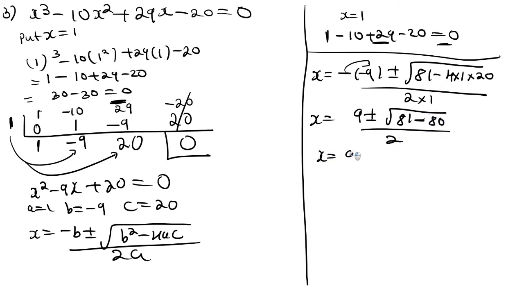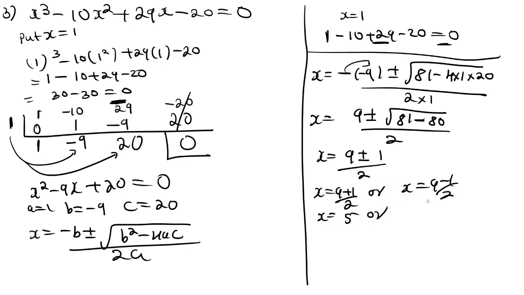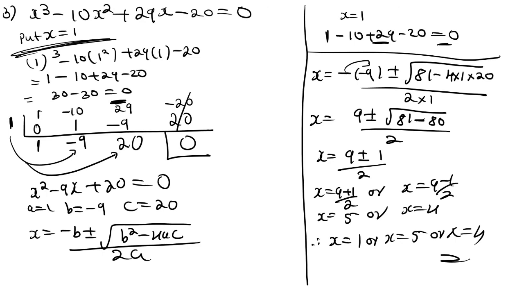x value is equal to 9 plus or minus root of 1 divided by 2. So x value equal to 9 plus 1 by 2, or x value is equal to 9 minus 1 by 2. So x value is equal to 9 plus 1, 10 by 2, it's equal to 5, or x value equal to 9 minus 1, 8 by 2, x value equal to 4. Therefore, what's the first value we got, x equal to 1 or x equal to 5 or x equal to 4. This is all about how to solve cubic equations using synthetic division.